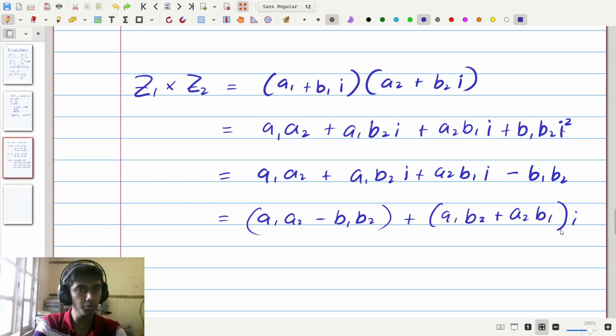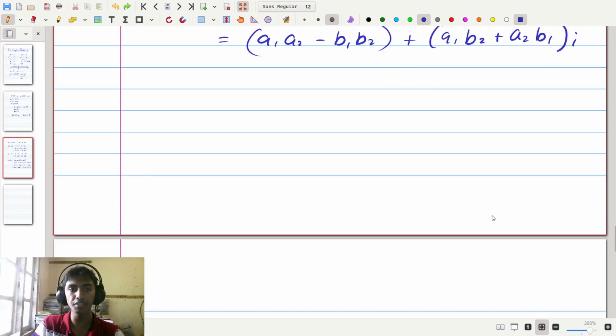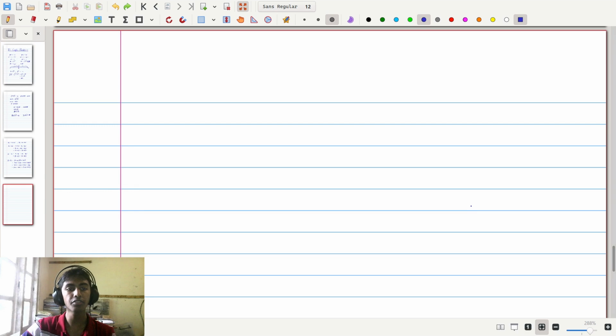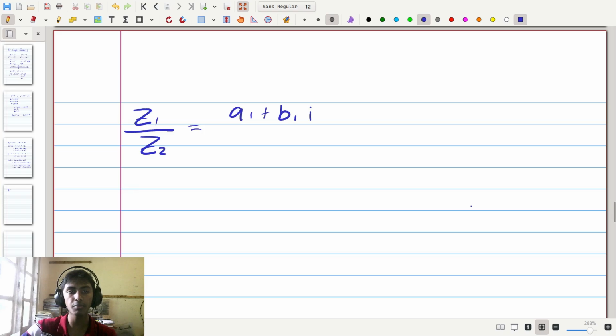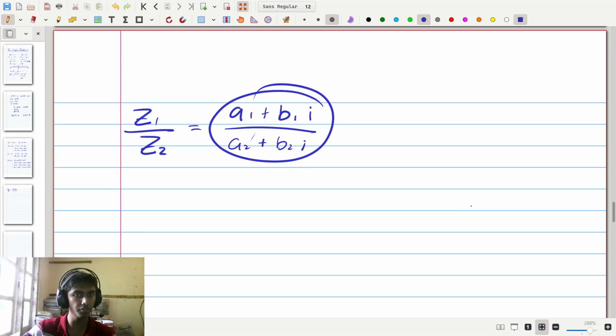Now of course, once you've done multiplication, the next thing you need to do is division. So we're going to be doing that next. Let's go down here and do that. Let's do z1 divided by z2 and consider what this should be equal to. This is going to be equal to a1 plus b1 times i divided by a2 plus b2 times i. Now at this point, we can't really simplify this any further since we don't really know how to divide two complex numbers together.